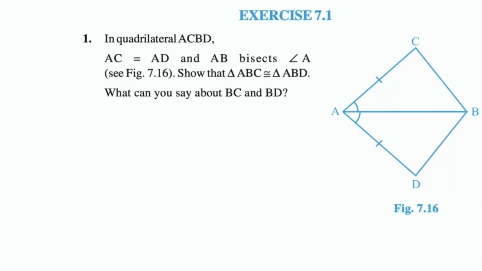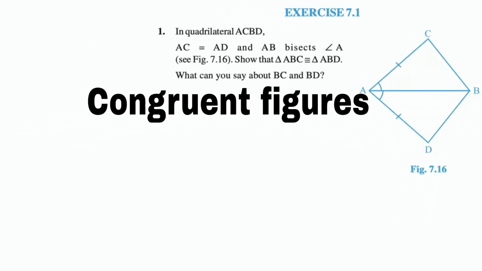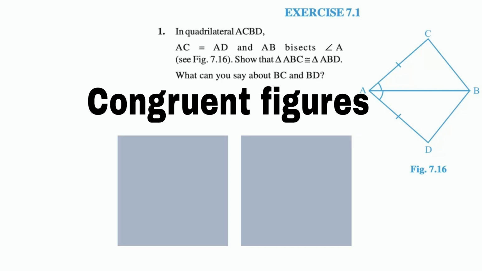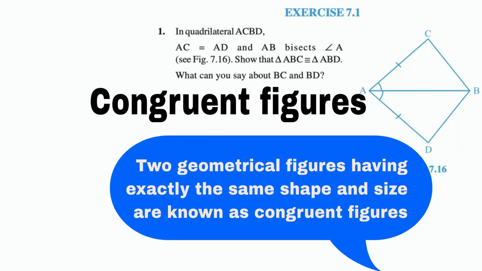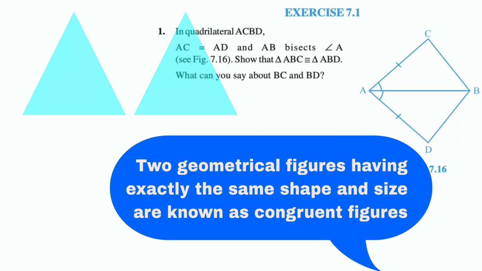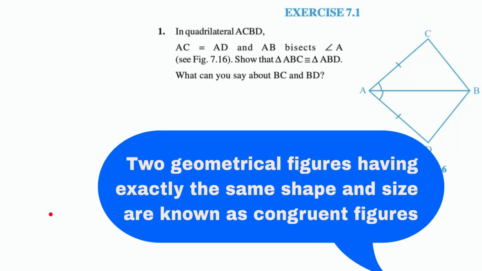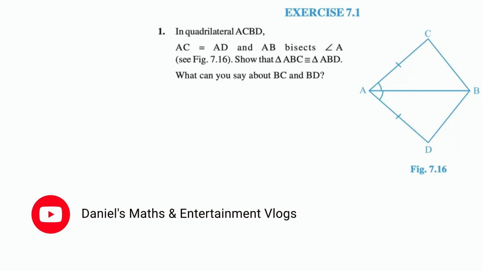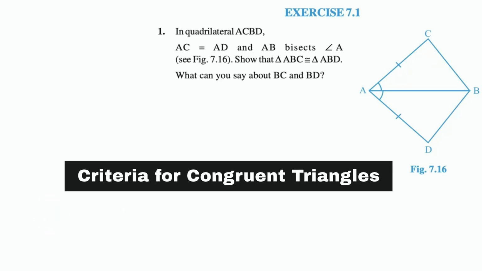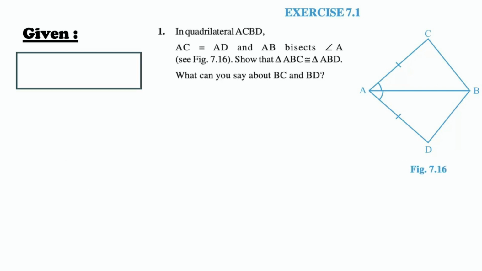To solve this question, we need to learn what congruent figures are. Two geometrical figures having exactly the same shape and size are known as congruent figures. How can we say that triangles are congruent? Friends, what are the criteria for congruent triangles? I have made a video about the congruencies of triangles, and those who haven't seen it would do well to watch it. Let us move to the question.